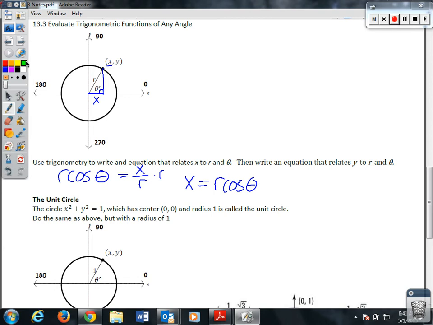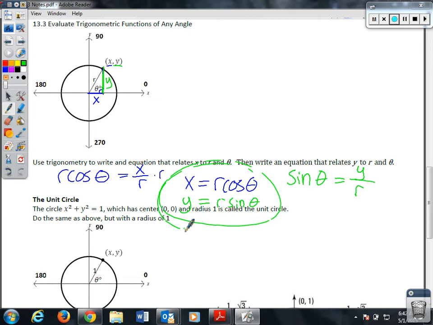We can do the exact same thing for y. We can say that the sine, in this case, so the y value is the distance up. That's what y is. So the sine of theta is equal to y divided by r. Again, multiply both sides by r, and we get that y is equal to r sine theta. So x is the cosine, and y is the sine. So this will be very important when you get to pre-calc, so keep that in your head.